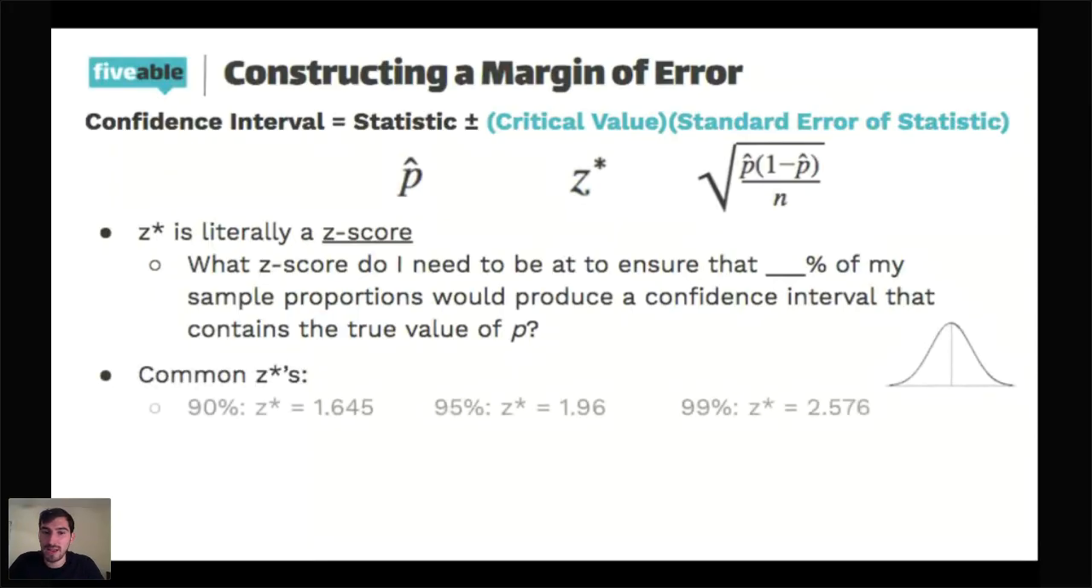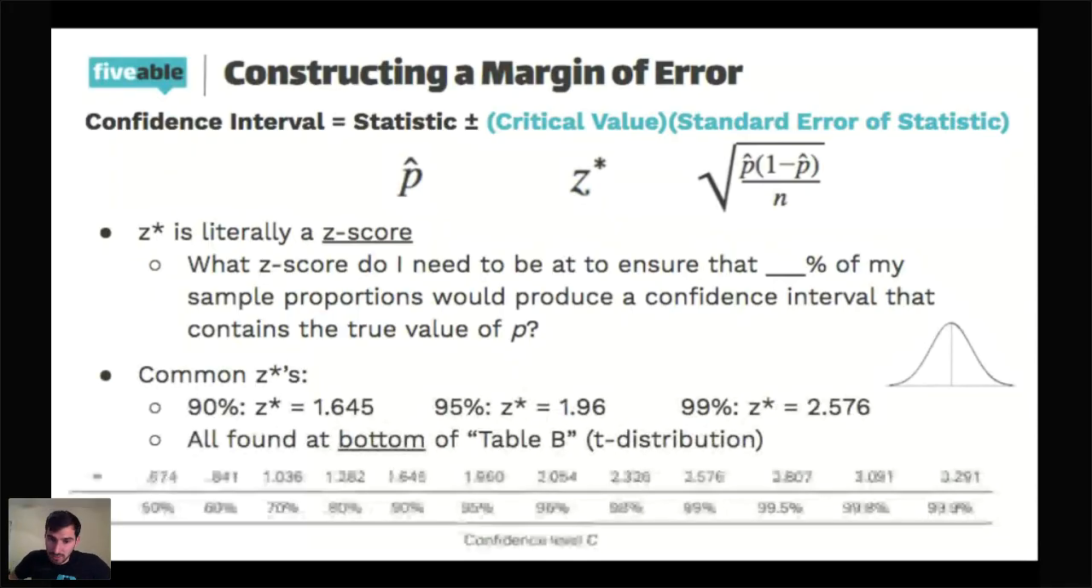But at the end of the day, all of these little asterisk symbols, those z-stars, are found at the bottom of a table that is in your formula sheet when you're actually taking tests. There's a table called Table B on the AP Stats exam. It's a T distribution. At the bottom of that is where you get all of the z-stars from. And what's great is it helps you when you're going through different multiple choice scenarios and trying to eliminate answers. Knowing which z-star goes with which confidence level is a really easy way to start eliminating answers right off the bat.